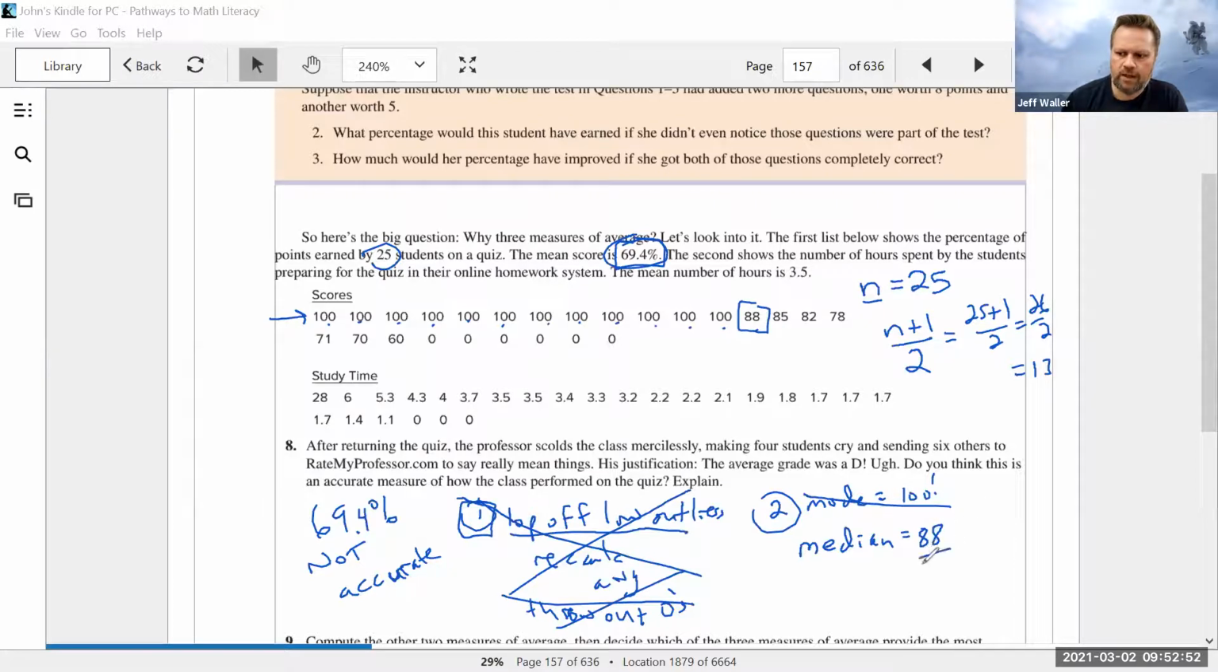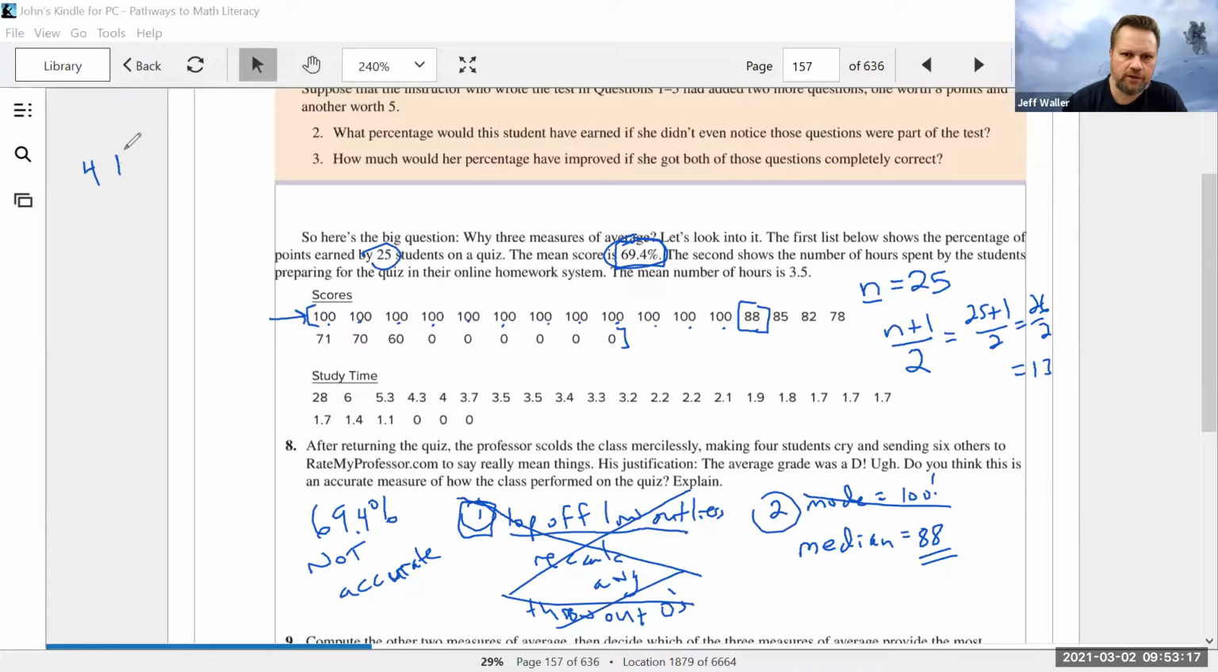Is that a more honest take on where the center of the data is? Yes. Right? You guys cool? It is in order. I know it's from highest to lowest, but it doesn't really matter as long as it's in order. Does that n plus 1 over 2 always work? Always. And here's the neat thing.